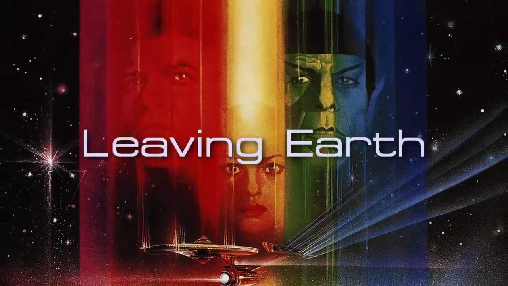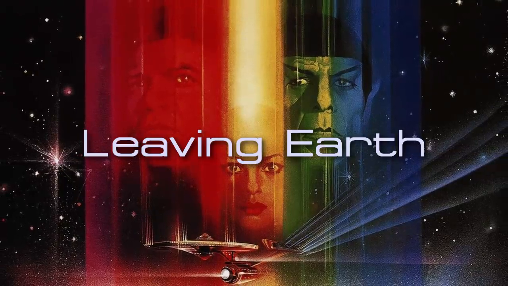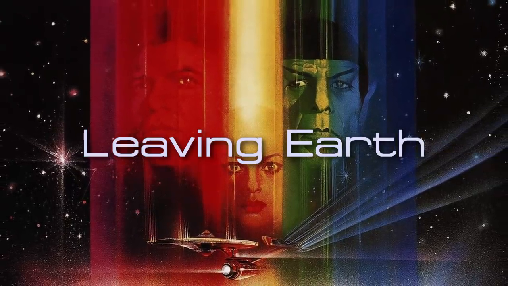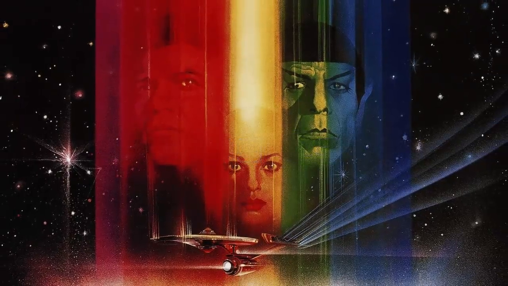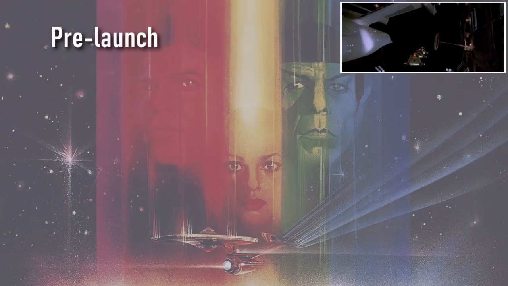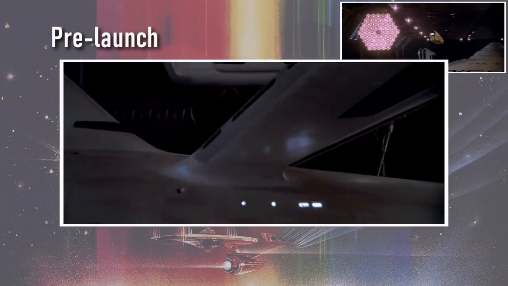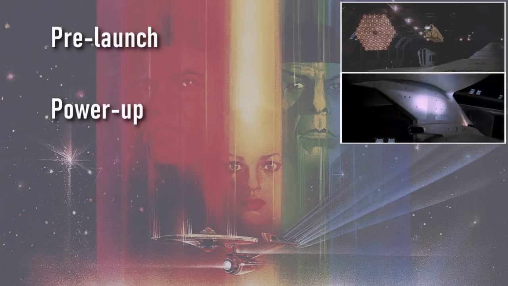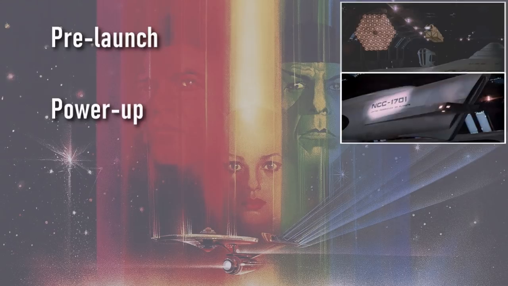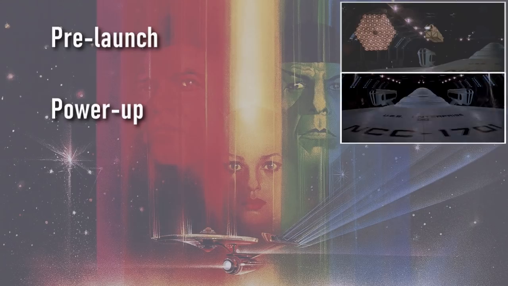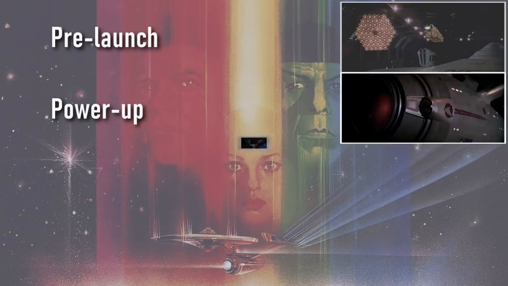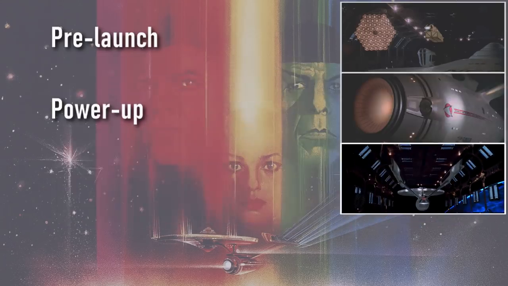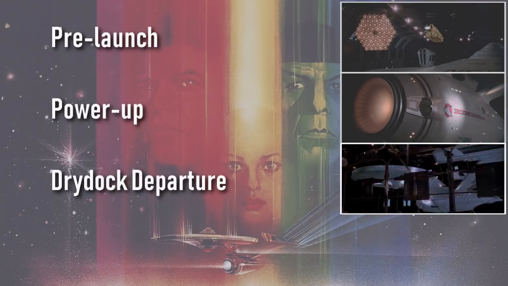The motion picture chapter that I refer to comprises several sequences that were broken down separately for this production. It begins with the pre-launch sequence. This is then followed by the power-up sequence. If you watched last year's Star Trek II Unity vlogs, then you should have good memory for this part of the movie. The third segment is the actual Drydock departure sequence.